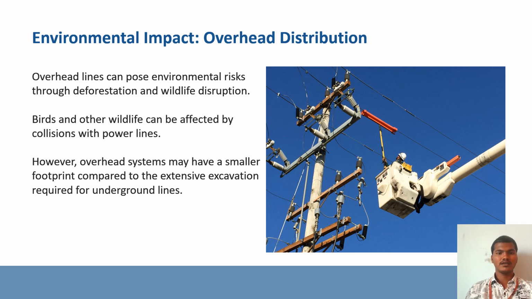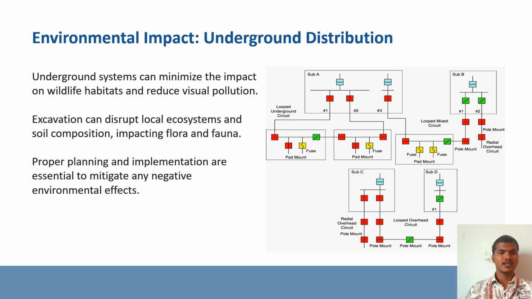Environmental impact, overhead distribution. Overhead lines can cause environmental risk through deforestation and wildlife disruption. Birds and other wildlife can be affected by collisions with power lines. However, overhead systems may have a smaller footprint compared to the extensive excavation required for underground lines.